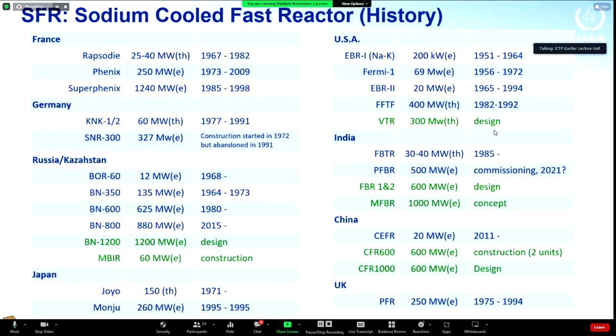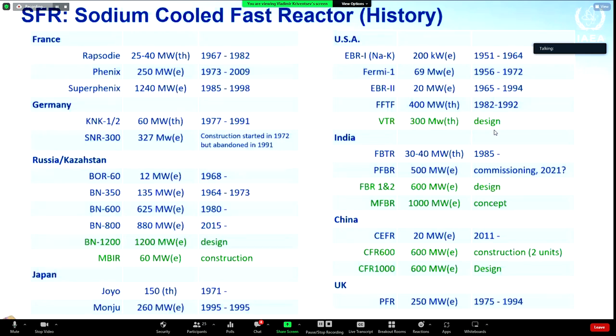And Japan built the Monju reactor, which worked only about half a year. It was 260 megawatts electric, but after a sodium leakage accident in the same year it started, the reactor was shut down and is under decommissioning now. In the USA, as you remember, we had EBR-1, and then several other reactors in operation. The last was FFTF, 400 megawatts, which was shut down in 1992. There was a project, and it still exists, VTR, a new design, and several others, for example Natrium. We'll talk about this later.